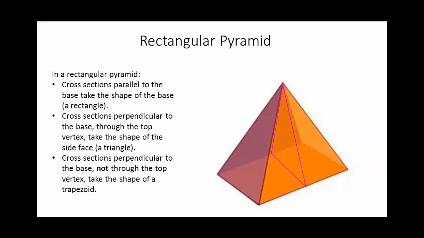If we were to take cross sections not through the top, but instead go on either side of that vertex, not through the top vertex, we're going to end up with trapezoids, because each side is going to be angled, but your top and bottom are going to be parallel to each other, resulting in these trapezoids.